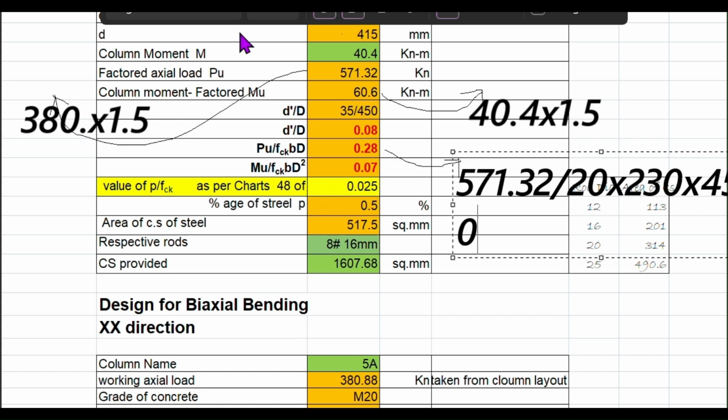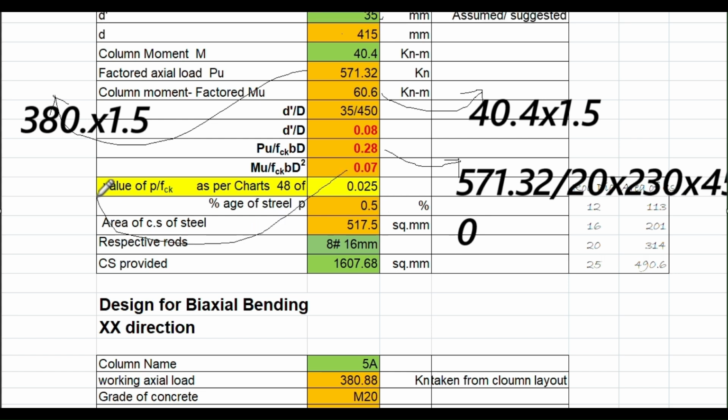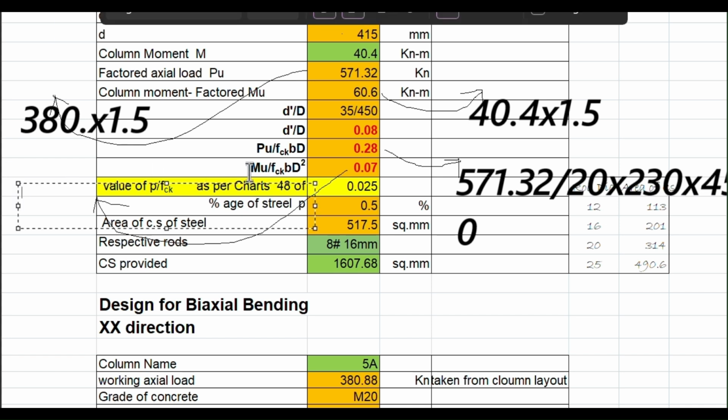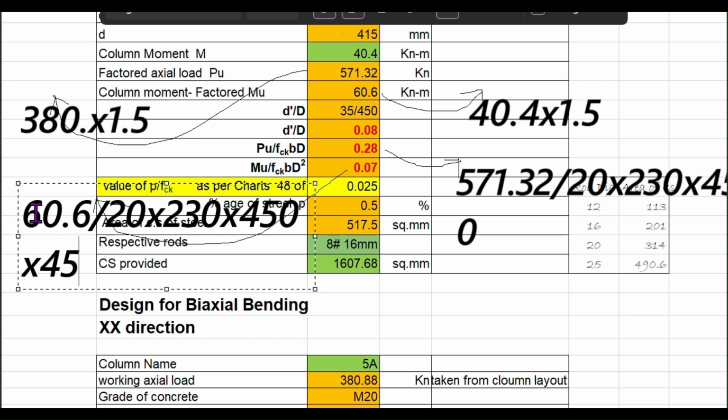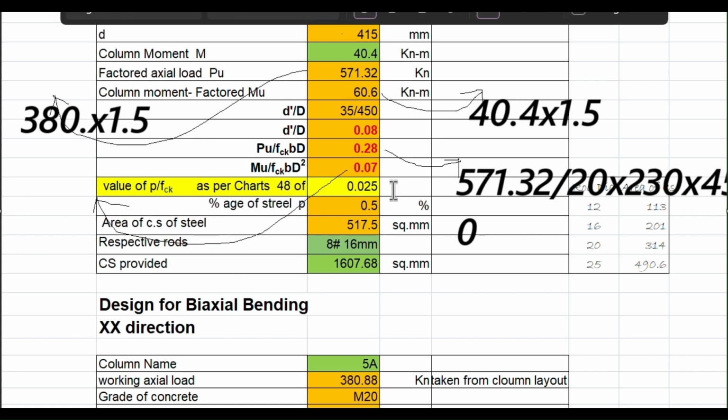Then Mu by fck, similar type of calculation. Maximum bending moment, the factored bending moment, is 60.6 divided by fck into b, 230, into 450 into 450 square. Its value is here, it is given. Okay. Then chart number 48.